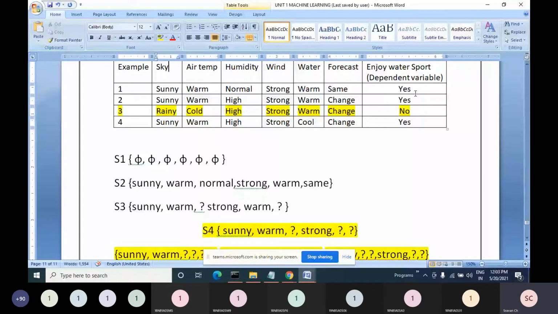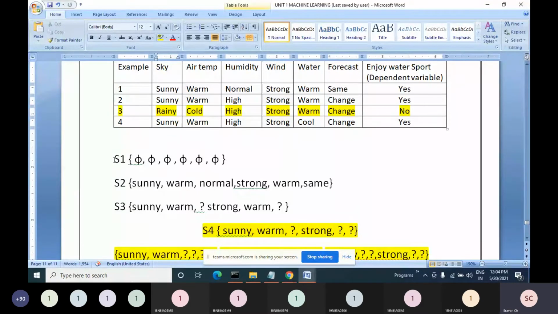So please observe carefully how we are updating our most specific hypothesis and how we are updating our most generic hypothesis. So let me start the algorithm now. See the first example. It's a positive example or not? Yes, it's a positive example. So what will be updated? Most specific hypothesis should be updated.